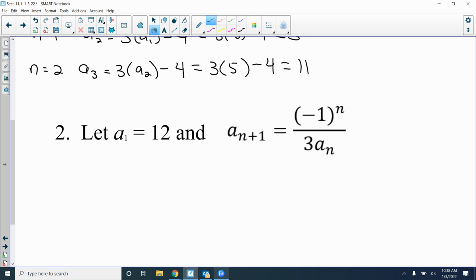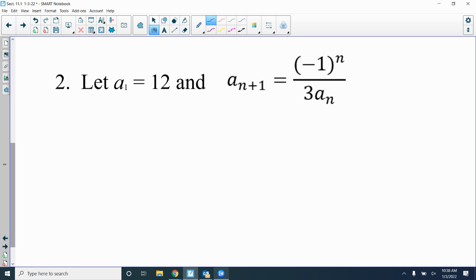Not as obvious. All right, so the first term is 12. a sub n plus 1, get that formula down, equals negative 1 to the n power over 3 to the a sub n. First term is 12. Don't forget that. A common mistake is people don't use that as their first term. I think we need 5 of them.